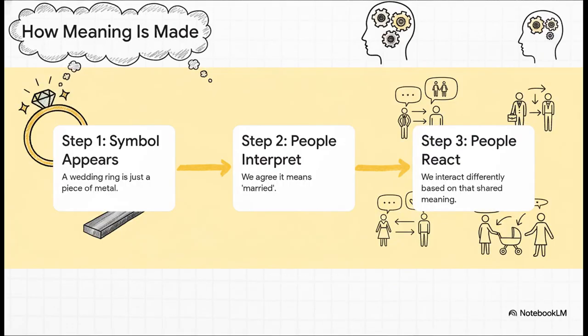And this little breakdown just shows it perfectly. A wedding ring, it's just a piece of metal, right? But we as a society have all agreed it symbolizes marriage. And because of that shared meaning, we interact with someone wearing it differently than we would otherwise. We are constantly constructing our social reality through these simple symbolic steps every single day.